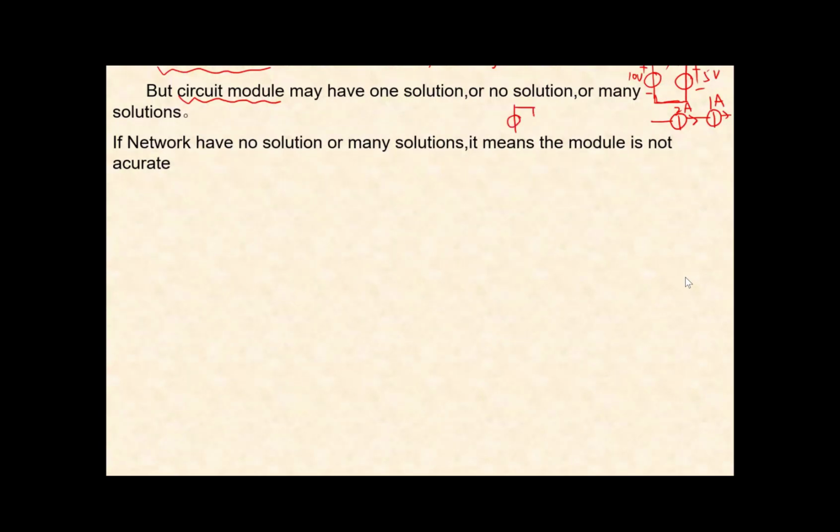For example, this 10 ohm. So this will be 1 ampere. But for this current and this current, there will be many solutions. If a network has no solution or many solutions, it means the model is not accurate. It's not a real circuit. For a real circuit, there will be a resistor. So if there is resistance, there will be only one solution. If the resistor equals 0, there will be no solution.